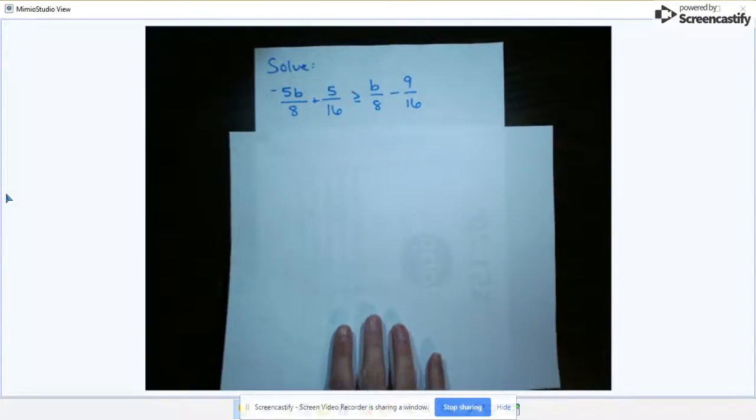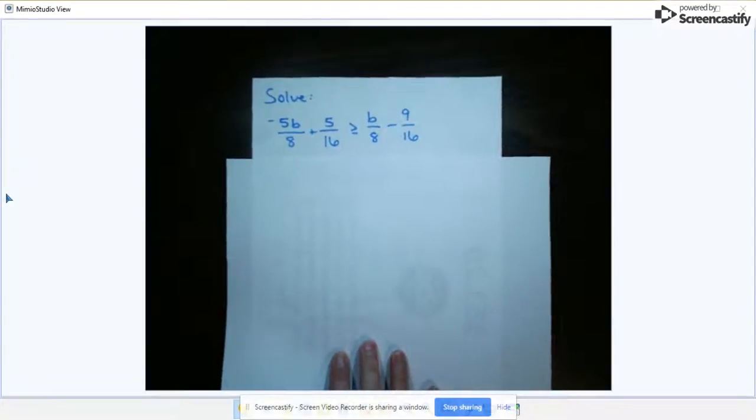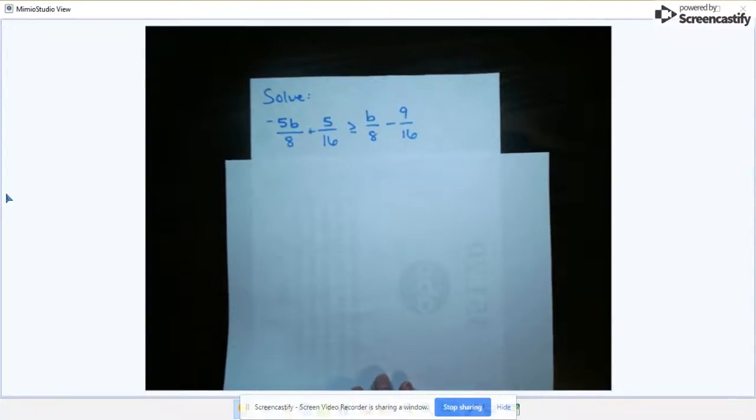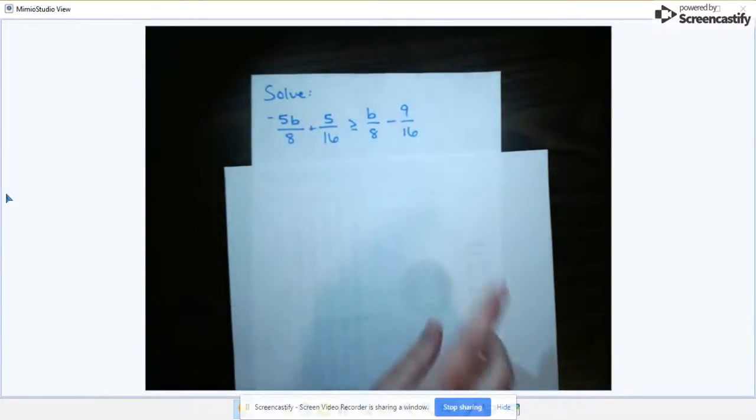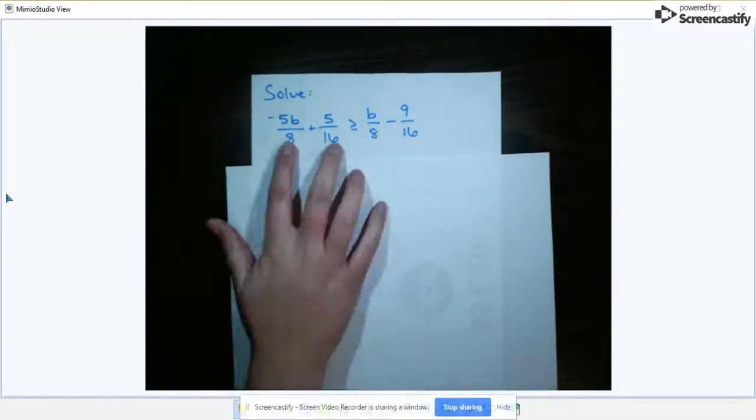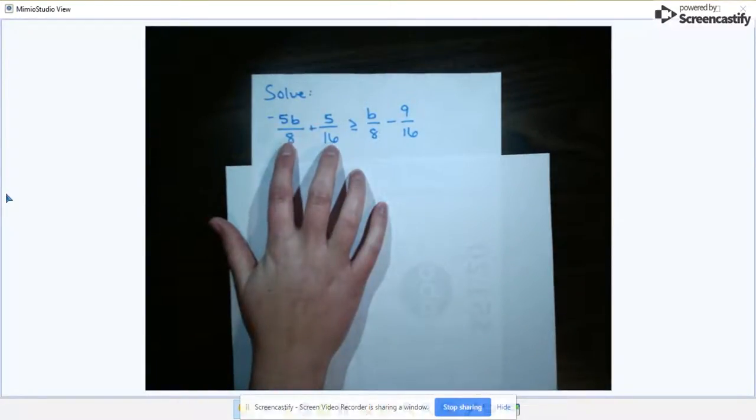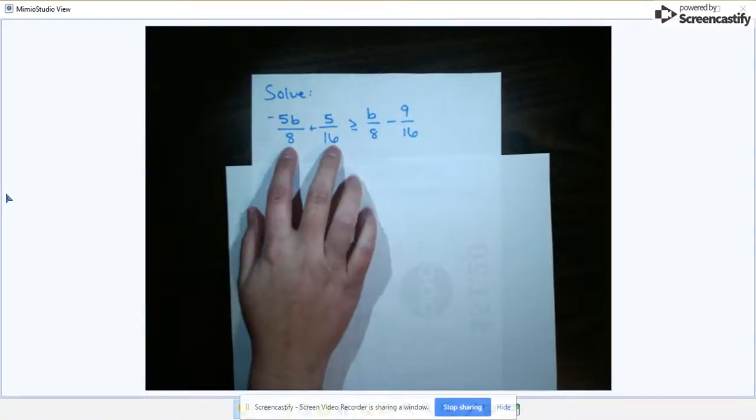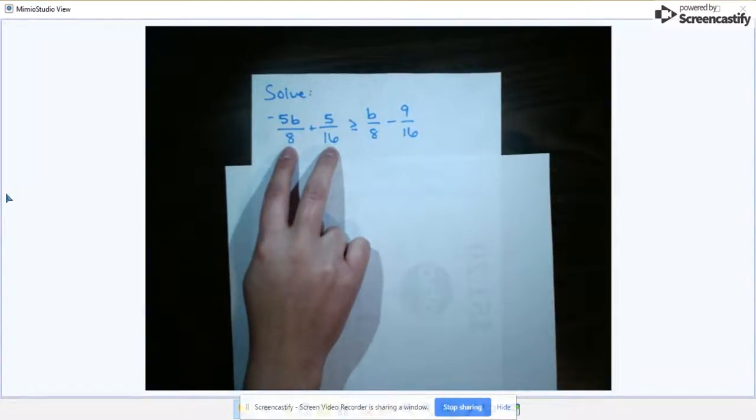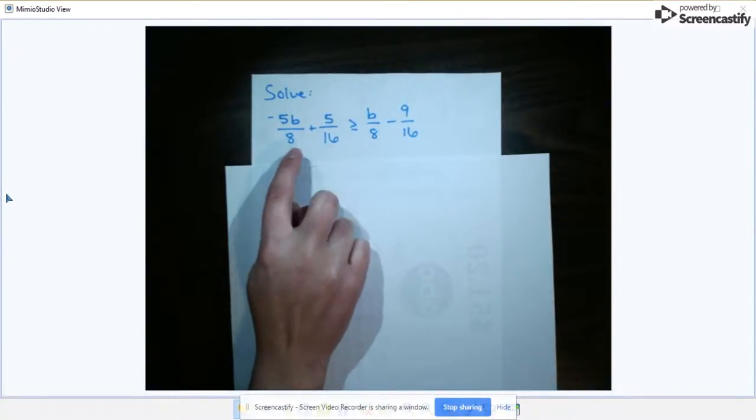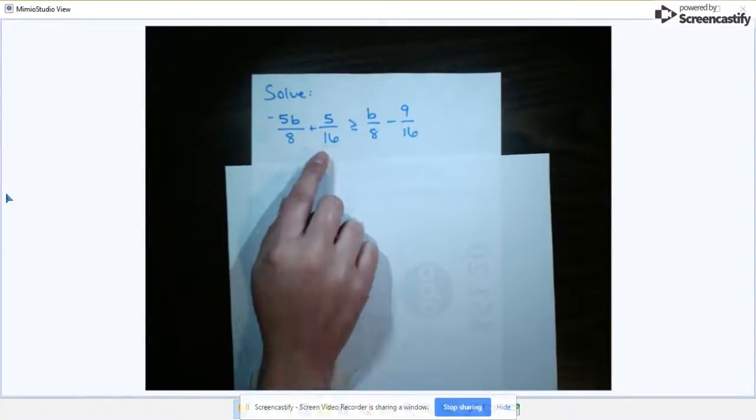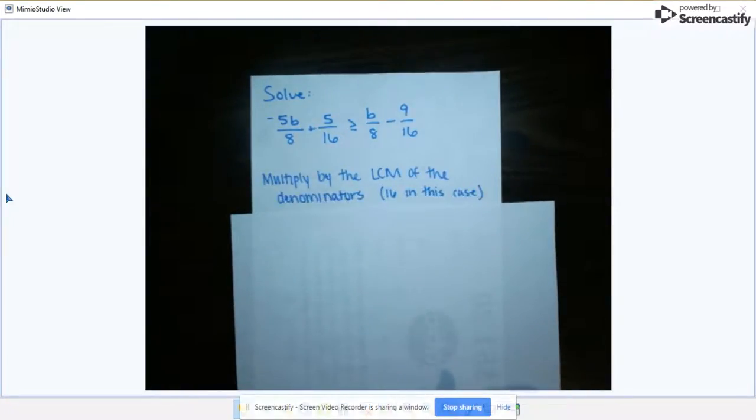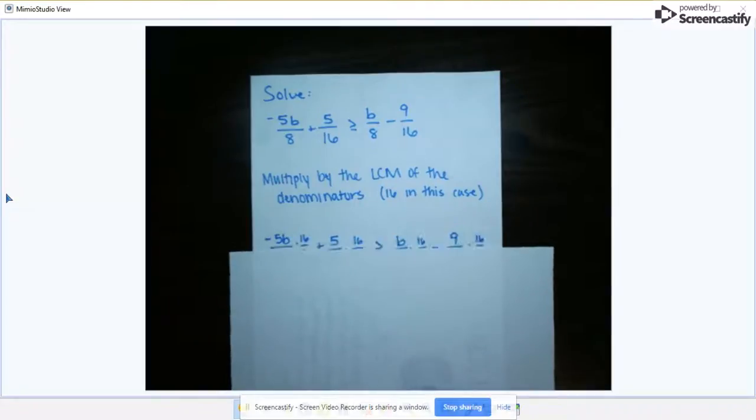Okay, sometimes you are going to have inequalities with fractions. So you can either find common fractions, or what I prefer to do is multiply every piece by your least common multiple of your denominators, or the least common denominator. So you're looking at 8 and 16 and deciding what's the least common multiple of 8 and 16. Well, 8 will go into 16, so 16 is your least common multiple. So we're going to multiply everything by 16.